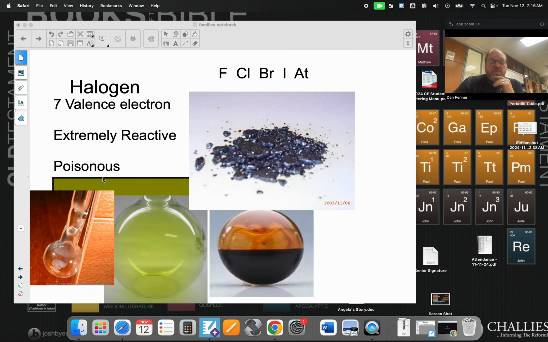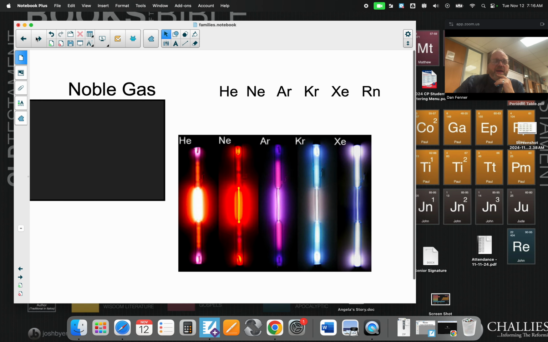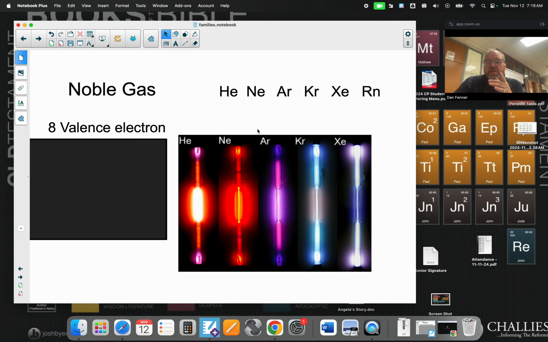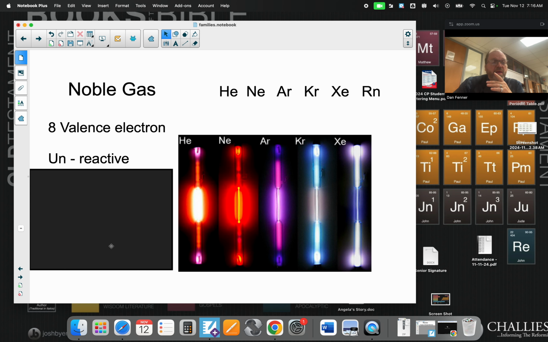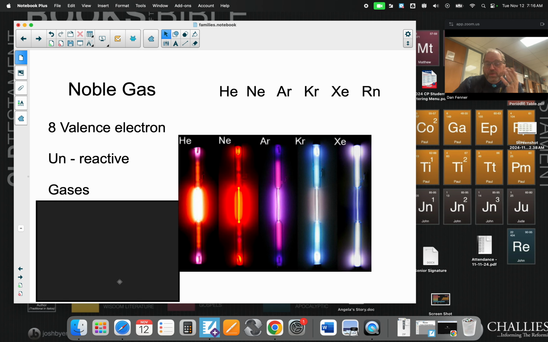All right, so they're poisonous, extremely reactive, 7 valence electrons. All right, now noble gases, they're the last column. They have 8 valence electrons with the exception of helium. Remember, helium only has 2 because that's a filled shell. They're unreactive, or relatively. I mean, we can make fluorine react occasionally with them, but they don't want to react with much. That's why we call them inert gases, and they're all gases.